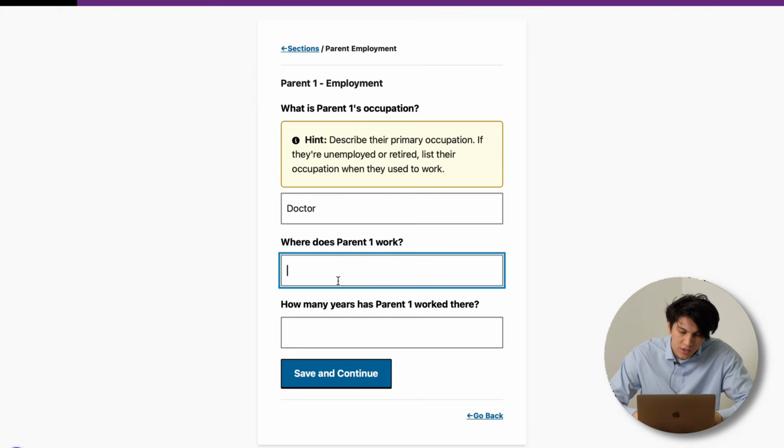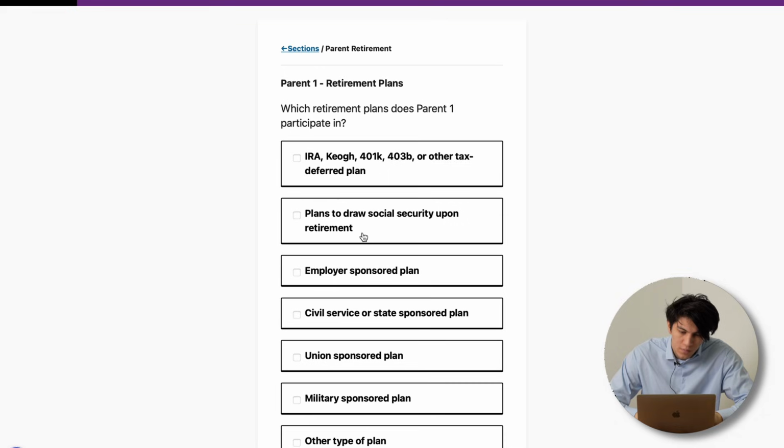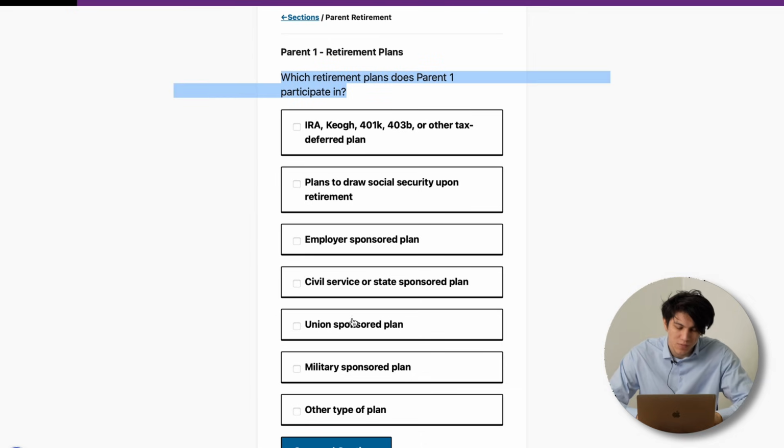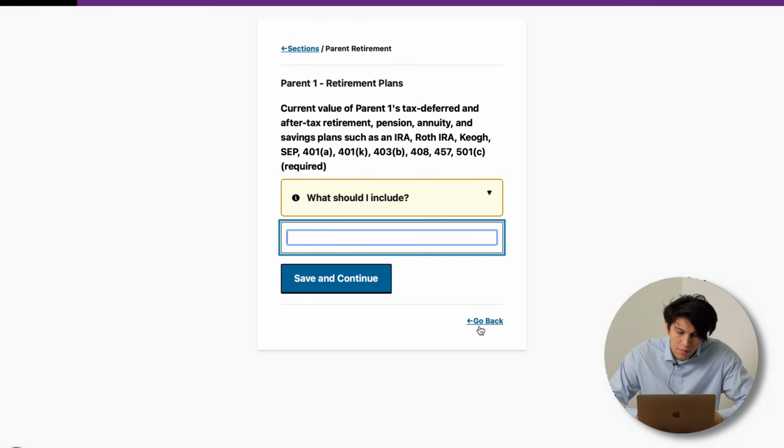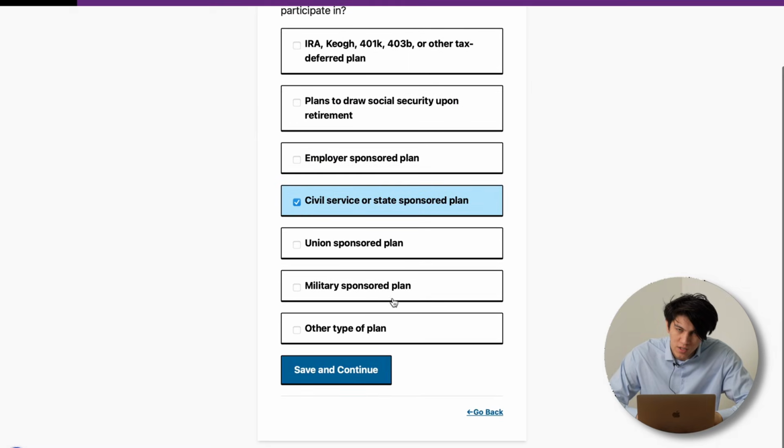Okay, what is parent one's occupation? Doctor, where the clinic, right? How many years? 15 years. And this one is asking about the retirement plan. In Uzbekistan, we have the civil service state-sponsored plan. But if your parents work on a military-sponsored plan, that's also applicable, because in Uzbekistan, military people get separate money from the military itself, their pension. It's not like the usual one, right? So yeah, employer-sponsored plans. Some companies might offer retirement services for their employees, but I don't think in Uzbekistan it is happening in the government or the military.